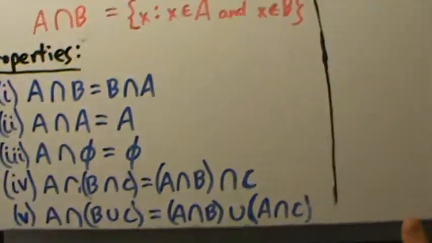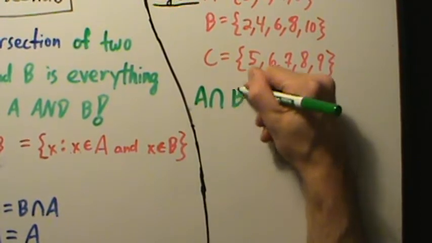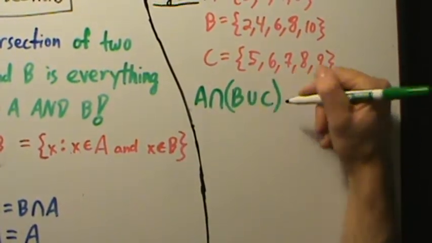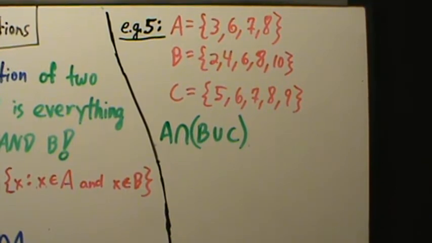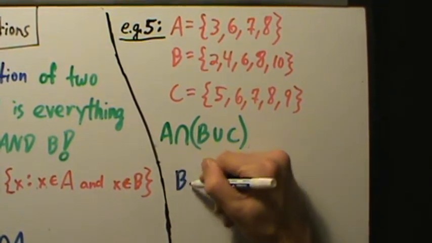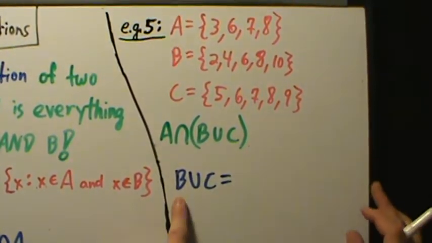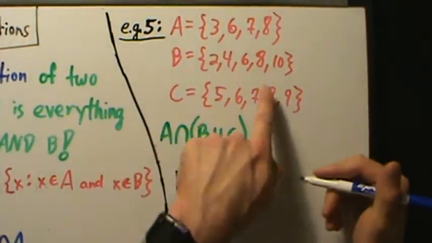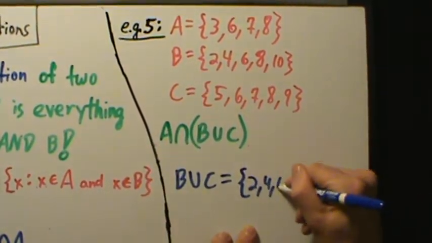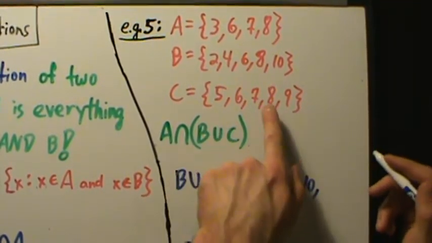A intersect B union C is what we're going to do first. Again, remember, do what's in the parentheses first. So we have to do B union C first, so let's see what that is. Remember, a union is everything that's in B or C or both. So what's in B? 2, 4, 6, 8, 10. What's in C? 5, 6, 7, 8, 9.